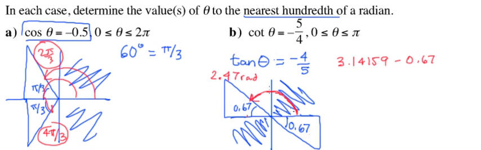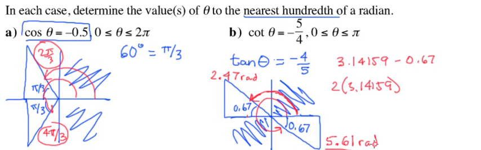In the bottom right quadrant, this angle is like going all the way around to 2 pi and then backing up by 0.67. So 2 times pi minus 0.67 is, let's see, 6.28 minus 0.67. I get 5.61 radians for the second angle. So same procedure as before, we just have to work with slightly unfamiliar and not very pretty sometimes values for the radians instead of degrees.